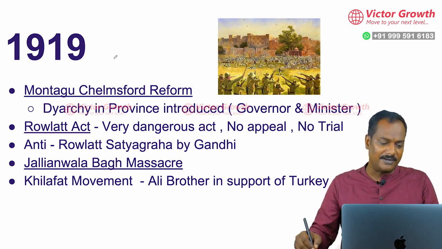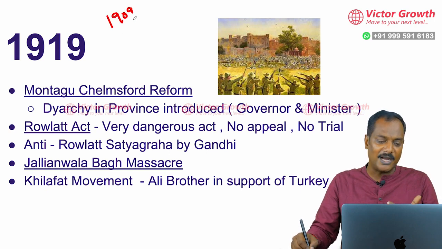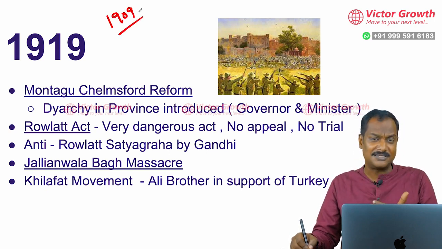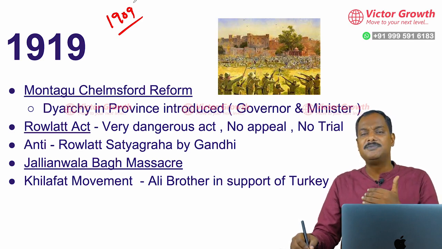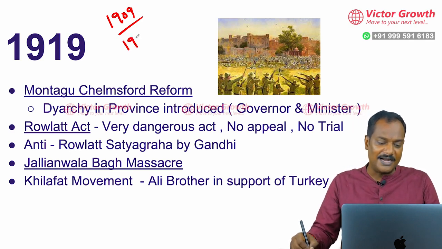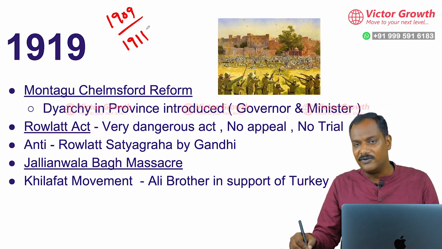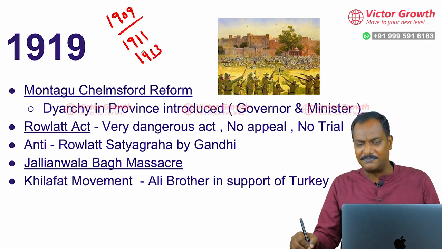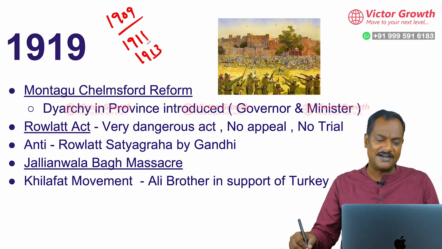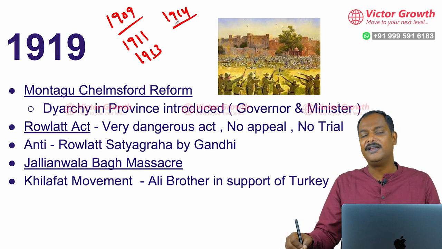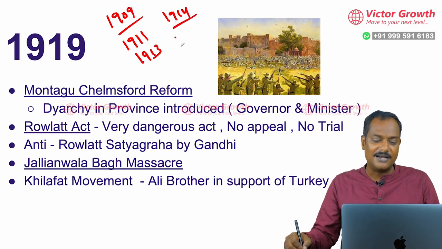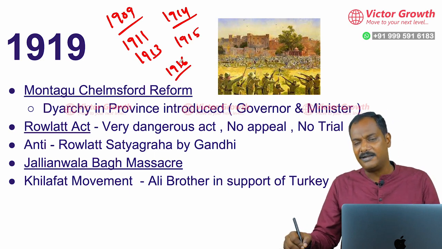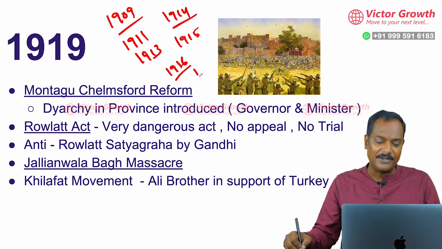Okay, so time for recollection. 1909, what happened? Minto-Morley reform. We had electoral reforms in which Muslims were given a separate electorate. Then in 1911 we had the reunion of Bengal. 1913 we have the Gadar Party started by Lala Hardayal in San Francisco. 1914 we had the First World War starting. 1915 arrival of Gandhi. 1916 Home Rule Movement, Lucknow Pact and all you can remember.